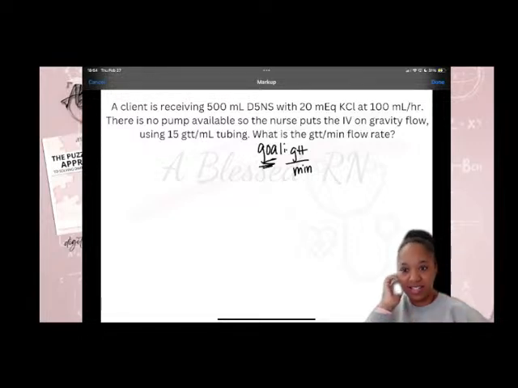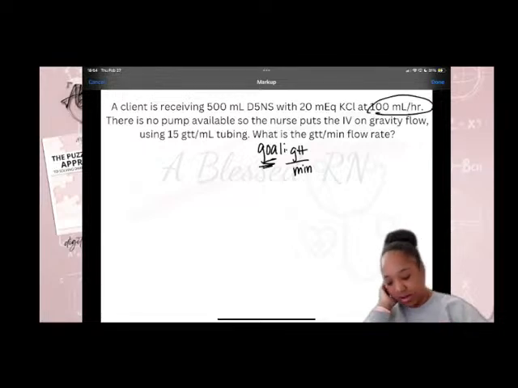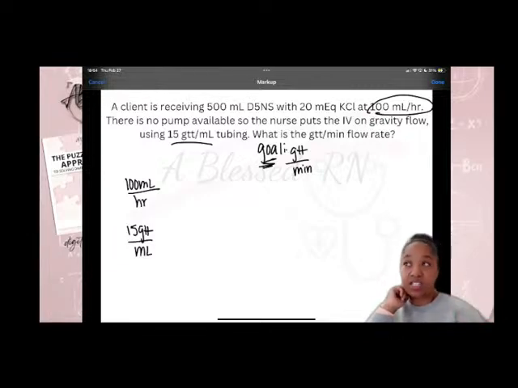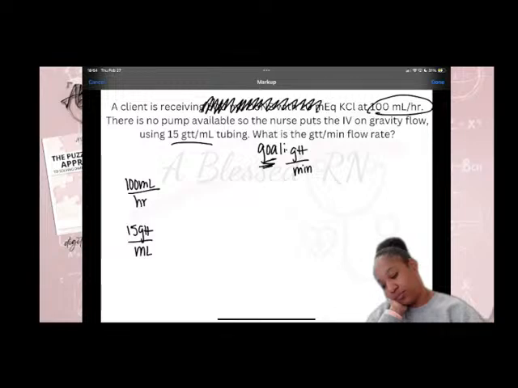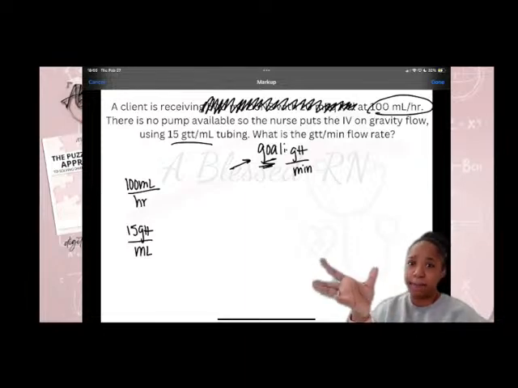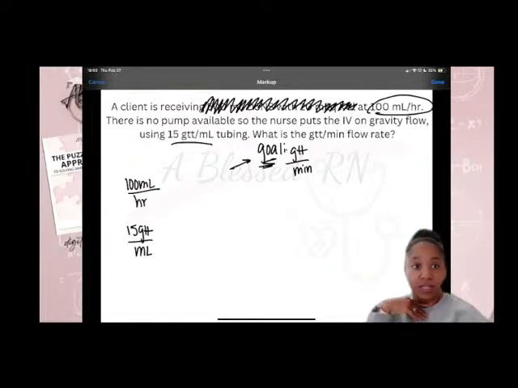Yes, exactly. 100 milliliters per hour. Okay, and then our drop factor is 15 drops per ml. So guess what the rest of this is going to be? Fluff. You don't need it to answer this problem. That's how you use the goal to help you pick out your puzzle pieces. And even if you picked out the wrong puzzle pieces and you put them on the side, they wouldn't fit into the puzzle because they don't belong there.